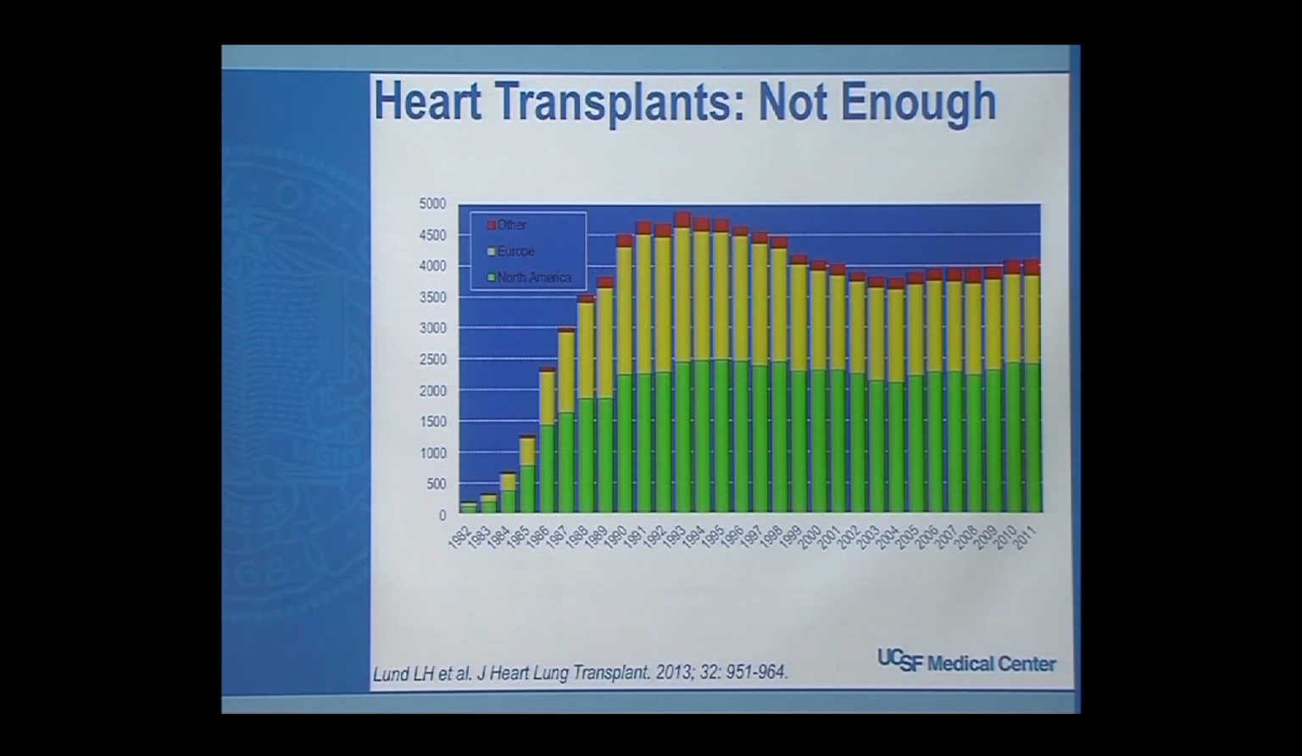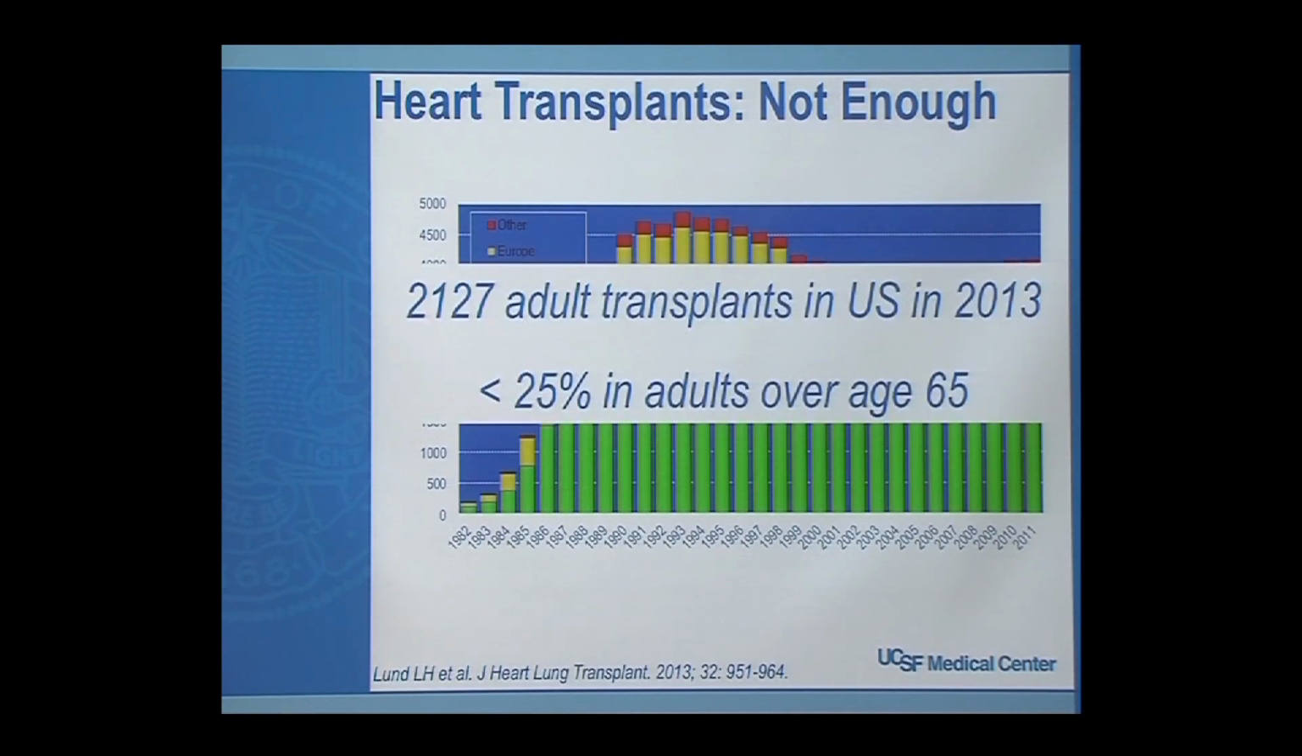So fortunately, not a lot of patients are able to get heart transplantation. In fact, last year, we did about 2,100 heart transplants, and less than 25% were done in adults over age 65. If you remember what Dr. Janmohamed showed in the beginning, the average age when people are diagnosed with heart failure is 74. So the vast majority of these patients are actually not candidates for heart transplantation because of the lack of organs.